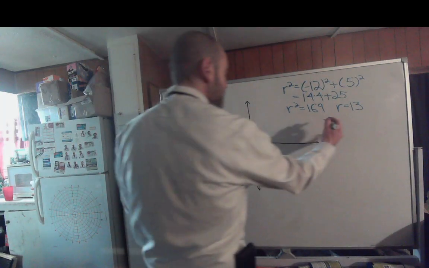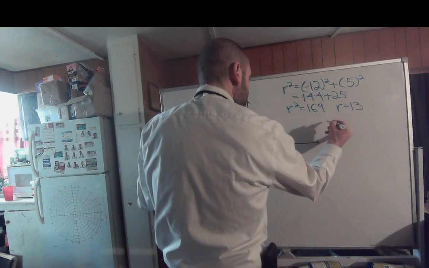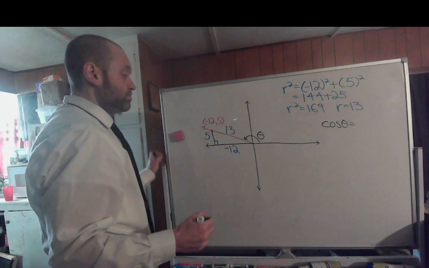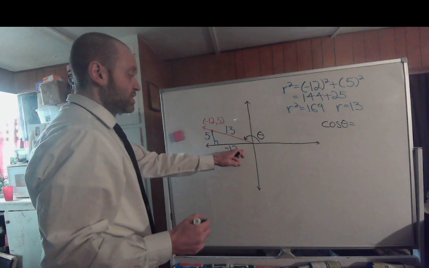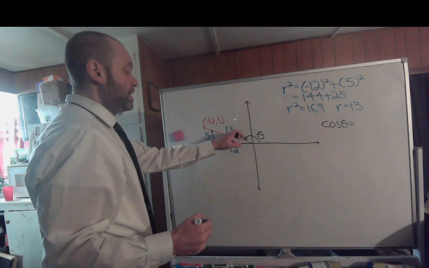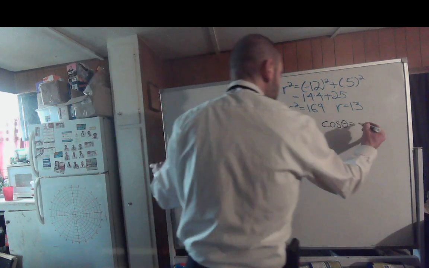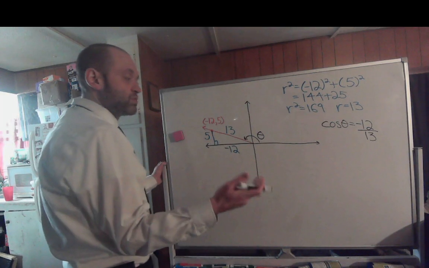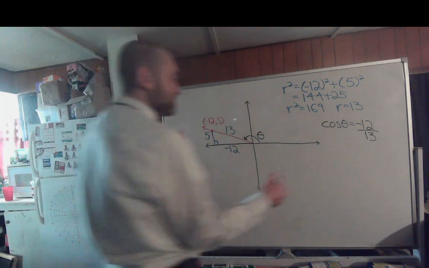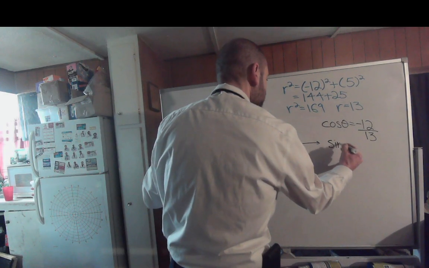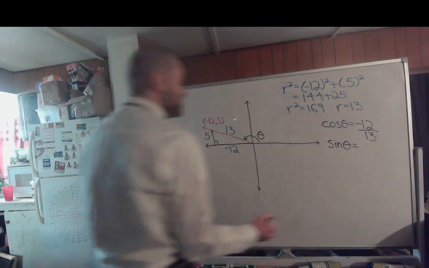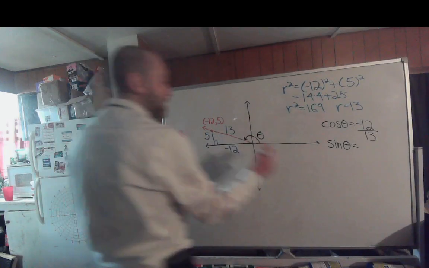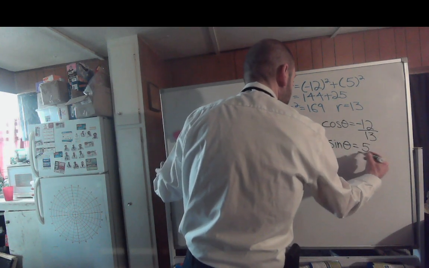So the cosine of theta is going to equal your adjacent over your hypotenuse. So negative 12/13 is what you would get for your cosine. And that makes sense since we're in the second quadrant. You'll get a negative cosine. Now what about your sine? Your sine is going to be your opposite over hypotenuse. So that would be 5/13.